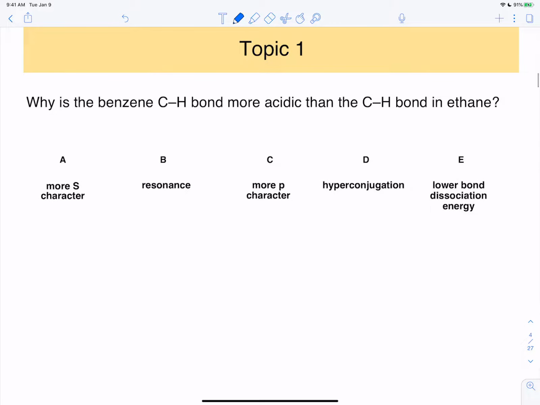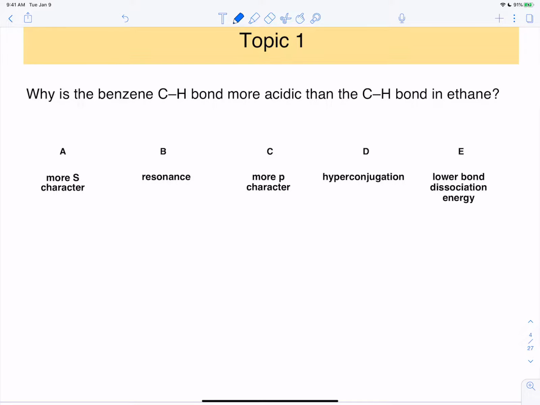So acidity is one of the key concepts, and I mentioned we'll have more discussion on this in another video. But just to illustrate one of the elements that we brought in early in this class that I think comes up almost every single topic. This has to do with why a benzene CH bond ends up being much more acidic than, say, the CH bond in a molecule like ethane.